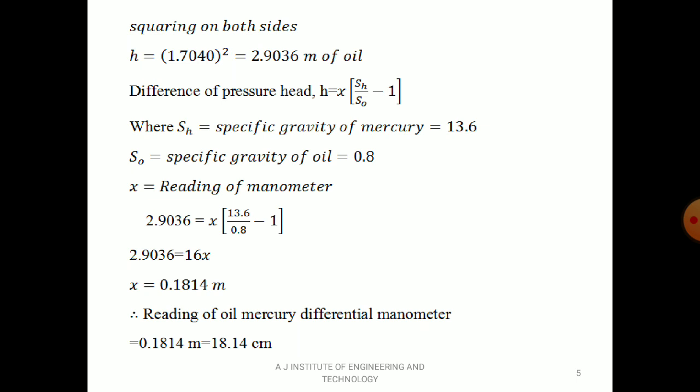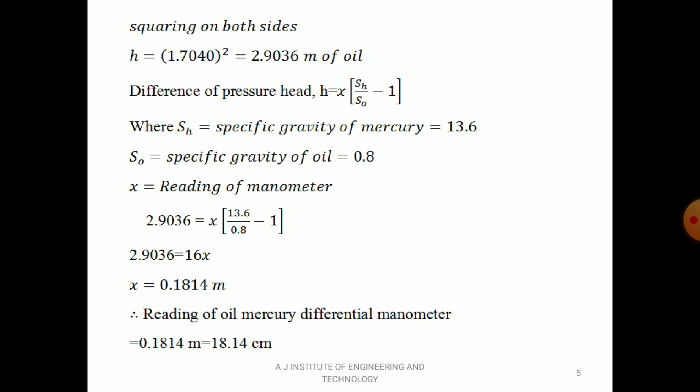So h equal to x into Sh divided by So minus 1. The h value is 2.9036, Sh is 13.6, So equal to 0.8. Upon substitution, 2.9036 equal to x into 13.6 divided by 0.8 minus 1. So 2.9036 equal to 16x, and x equal to 0.1814 meter.